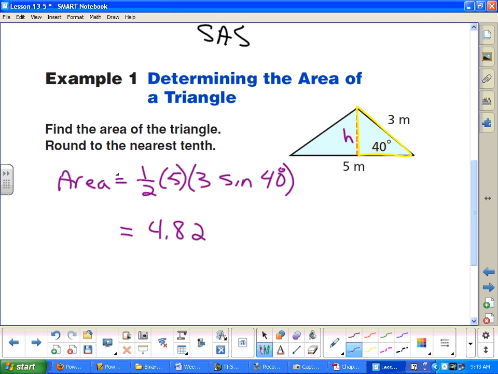4.82, okay, square meters, right? It's still square meters, even though it's m to the second power. Make sure you say square meters. Okay, so there's finding the area of a triangle if we know a side, an angle, and a side. So you have to know those 3 parts in that order. Side, angle, side.